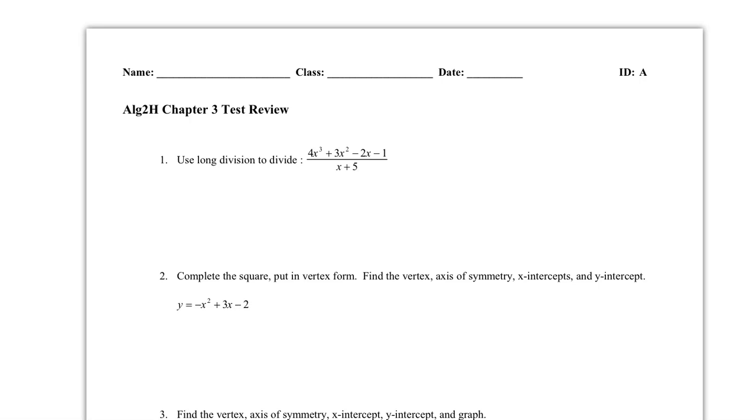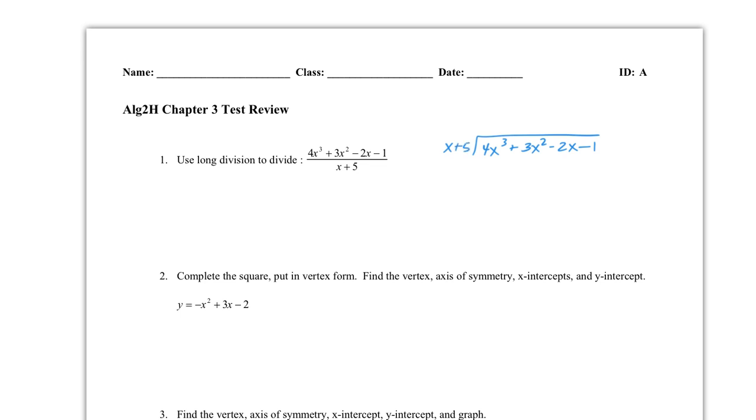All right, so we're going to go over a few of the problems that we have here in this extra practice review. The first one is long division. So when you have long division, your numerator, your dividend, goes inside of the division bar. So 4x cubed plus 3x squared minus 2x minus 1. And you're going to divide by your denominator, which is your divisor.